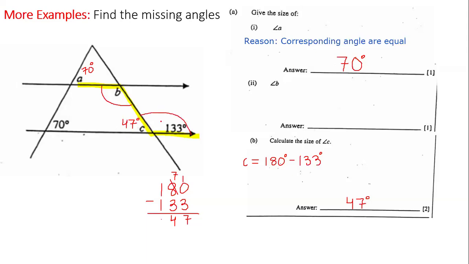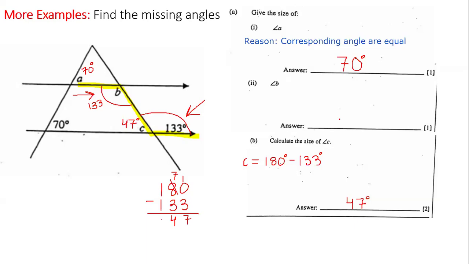And so if this is 133, what must B be equal to? 133 as well. And that would make sense because they are co-interior angles as well. I had the right answer and I doubted myself.